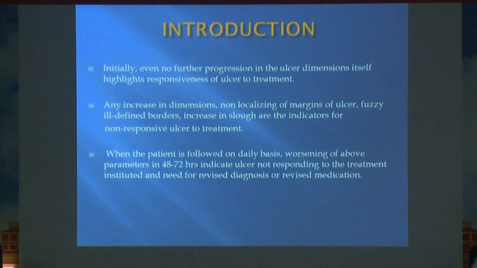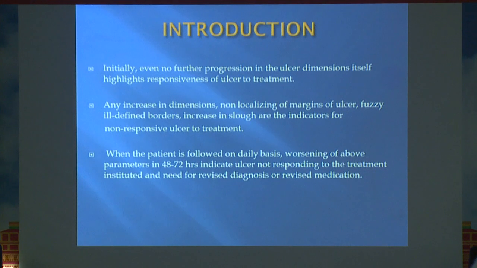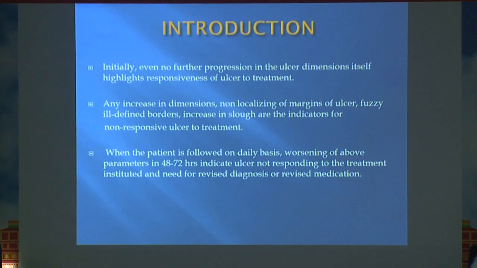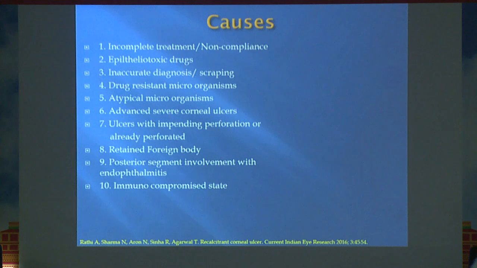Any increase in dimension, non-localization of margin of the ulcer, fuzzy ill-defined borders, increase in slough are indicators for a non-responsive ulcer. When the patient is followed on a daily basis, worsening of the above parameters in 48 to 72 hours indicates the ulcer is not responding to the treatment and there is need for revised diagnosis or revised medications.